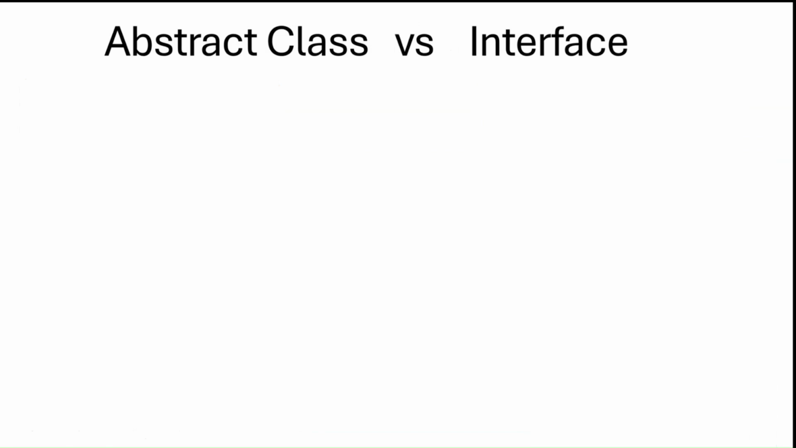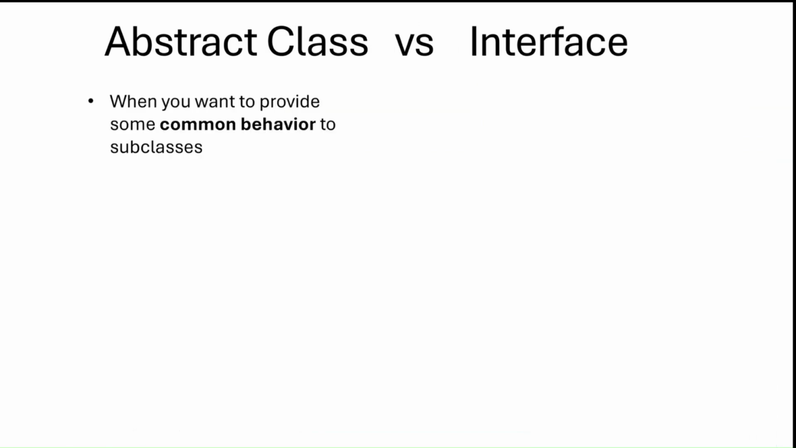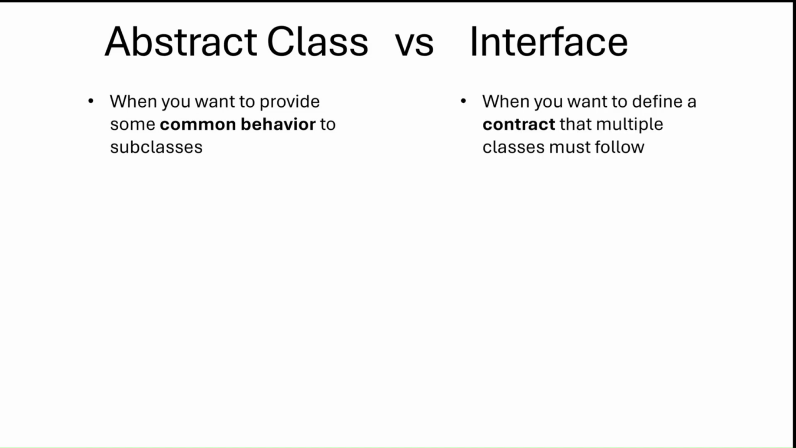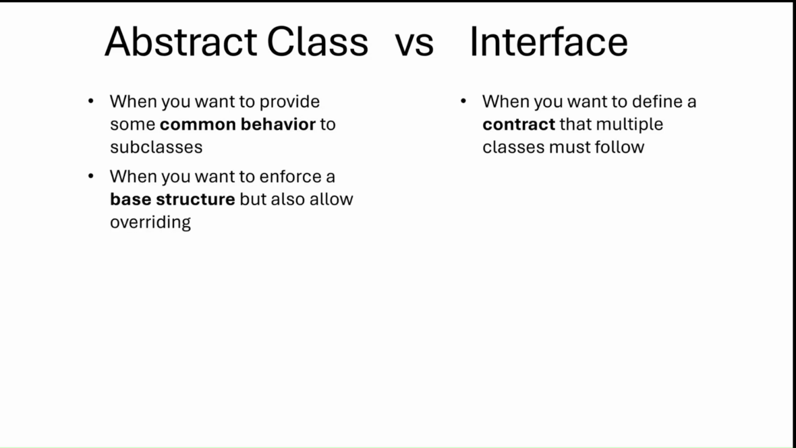Now let's understand the difference between abstract class and interface. When we want to provide some common behavior to the subclasses, not just methods, but variables and some concrete methods, right? Then the abstract class works nicely. Interface, when we just want to define some contract and some methods, which we want every class implementing that interface to implement.